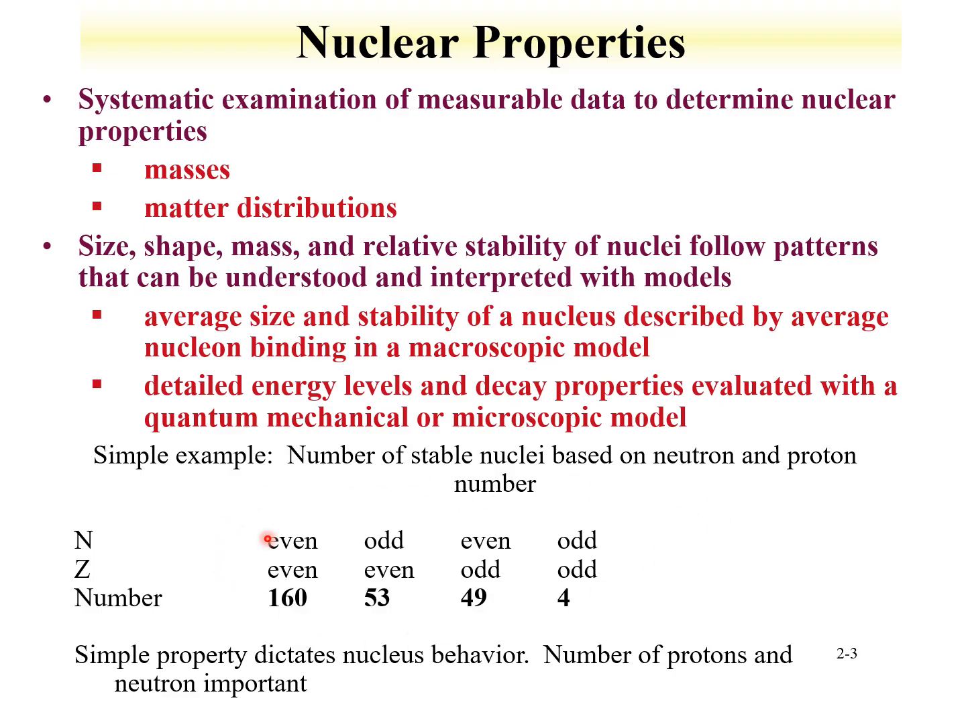And as we see here, there's this trend where there's 160 stable nuclei, so stable isotopes that have an even number of neutrons and even number of protons. There's about an equal number that have odd number of neutrons, even number of protons, and then an odd number of protons, even number of neutrons. There are only 4 stable nuclei that have odd numbers. So odd number of neutrons, odd number of protons. Chances are, if you have an isotope that has an odd number of neutrons, odd number of protons, it's not going to be stable.